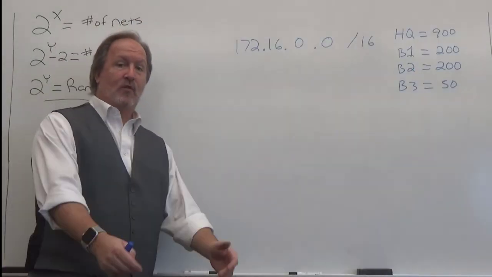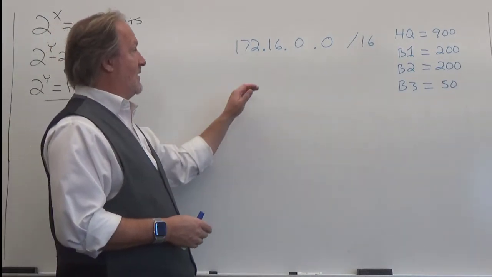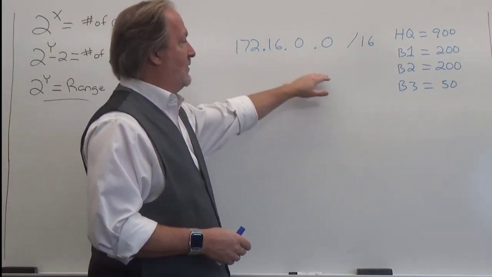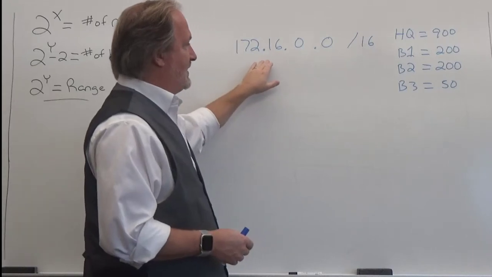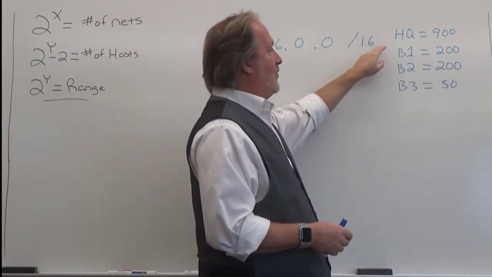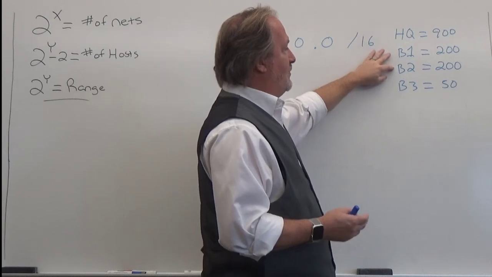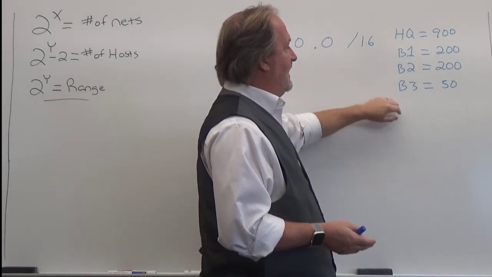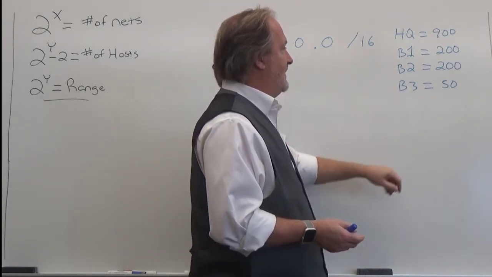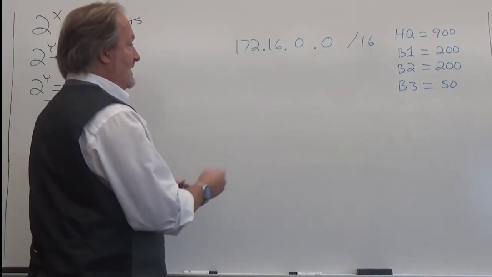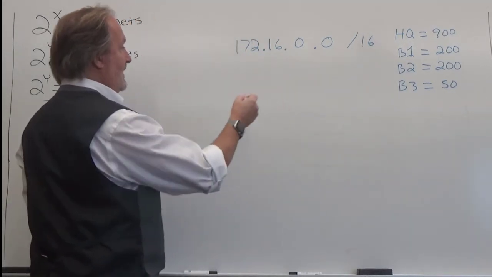All right, let's do one more variable length subnet mask. So we start out with 172.16.0.0 with a /16, so we have a default subnet mask on a class B. We have a headquarters building that needs 900. We have two branch offices that both need 200 usable IP addresses, and we have a third branch office that needs 50.